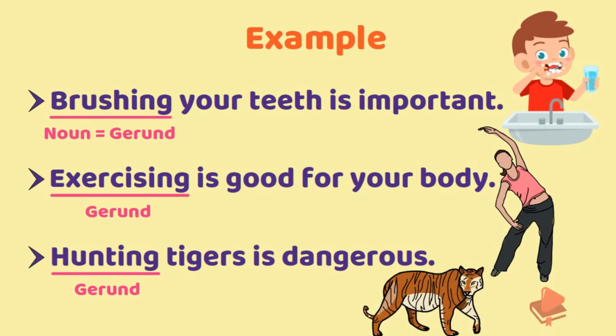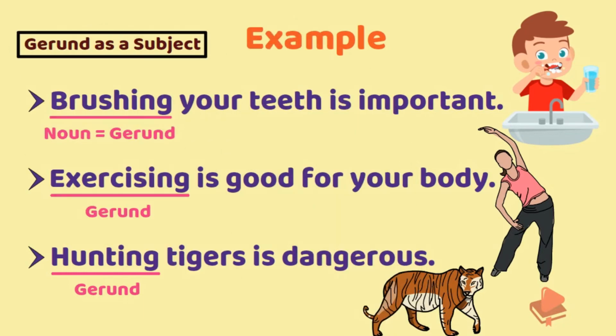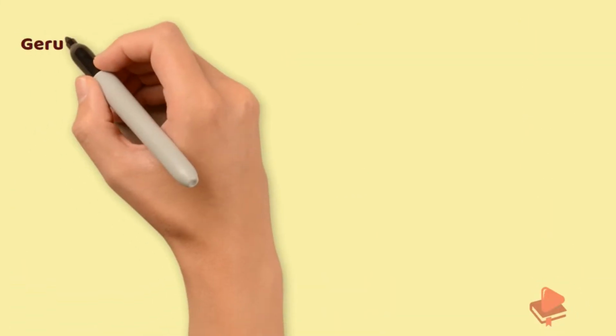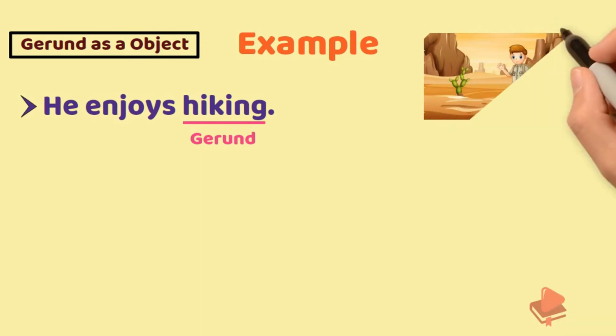Now we saw the use of gerund as a subject. Let's see its use as an object and as a complement of the verb to be. The example of gerund used as an object: He enjoys hiking. Here in this sentence, hiking is the gerund because it acts as an object in the sentence.